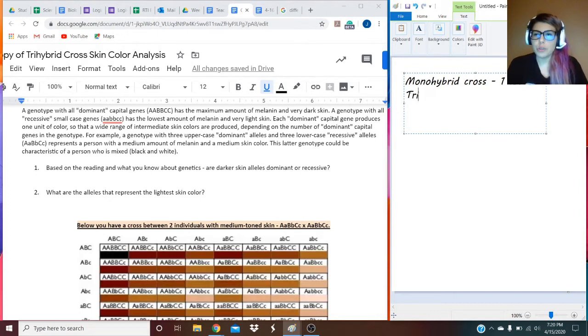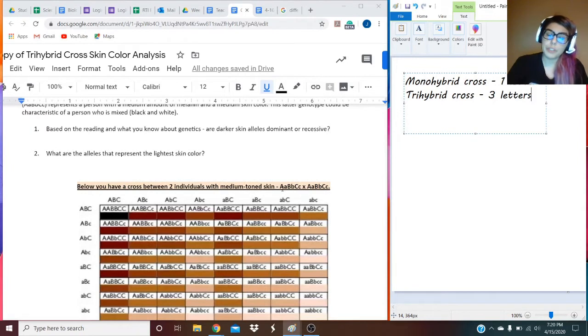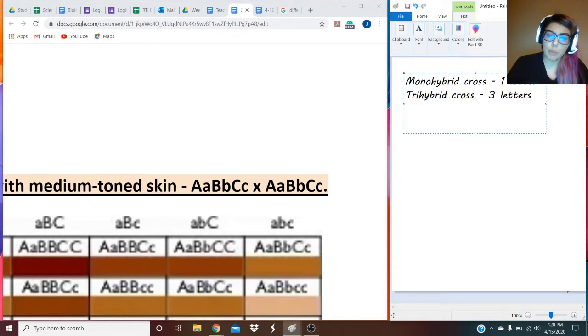When we're talking about a trihybrid, again, let's break down the word. Tri means 3. So a trihybrid cross, we're dealing with 3 letters. Okay? So if we look here, what are the letters, in this case for skin color? We're using A, B, and C. And so if we look here at this example, this is the cross. Parent number 1 has heterozygous alleles for A, heterozygous alleles for B, and heterozygous alleles for C. Same thing with parent 2. It also has heterozygous for A, heterozygous for B, and heterozygous for C.